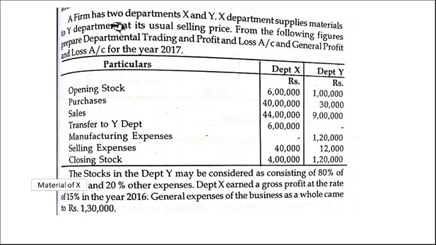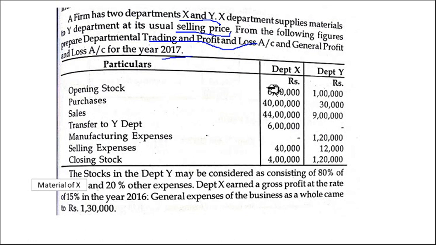A firm has two departments, X and Y. X department supplies materials to Y department. See here, X department supplies materials to Y department at its usual selling price. So here they have given selling price. So when selling price is given, we should always think there is stock reserve, because it is not cost price, it is selling price. From the following figures, prepare departmental trading and profit and loss account and general profit and loss account for the year 2017.